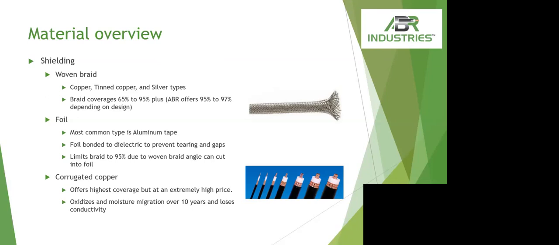And then the final type of shielding is a corrugated copper. It offers the highest coverage, but it's extremely high priced. It also oxidizes and can have moisture migration issues over a 10-year period, which would lose a lot of its conductivity. So even though that helix that you might find might seem like a great deal and might have been very low loss and very efficient at the time it was created, if the copper is turning very, very dark brown or gray or even green, which is worse, then I would suggest maybe looking into something else.